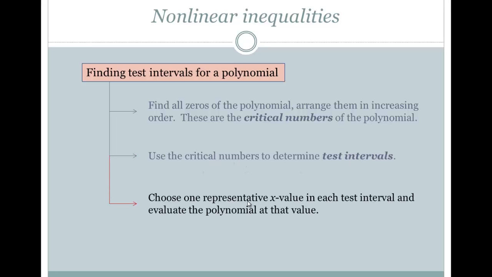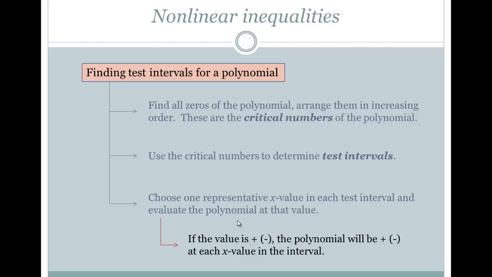I'm going to do that by choosing one representative x value in each test interval. We can pick any value in a test interval. For example, if I had a test interval from negative infinity to 2, it would make sense to choose x equals 0. Choose a value that makes life easy for you. Don't choose something that's going to be difficult. Once I find that value, if it makes the inequality true, it's going to be true on that entire interval. So I only need to test one point in the interval to know what's going to happen on the entire interval. Sounds confusing, but it's actually not too bad.